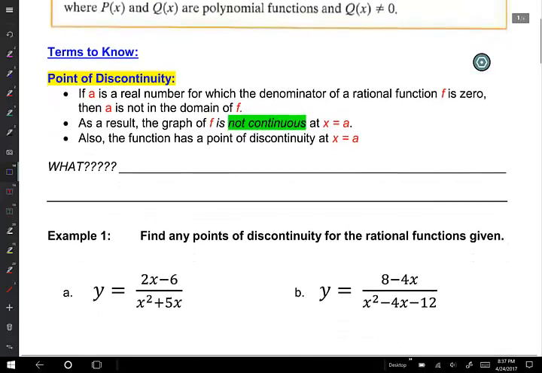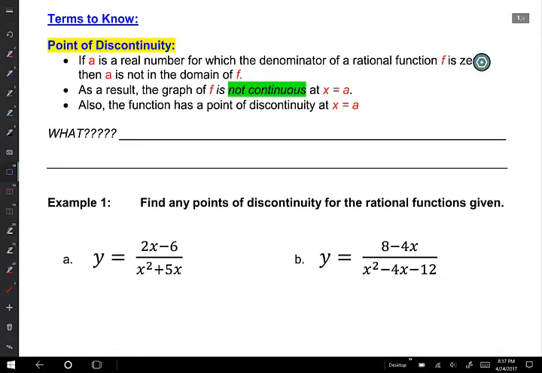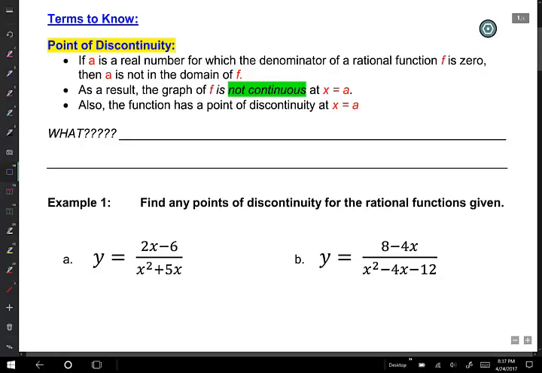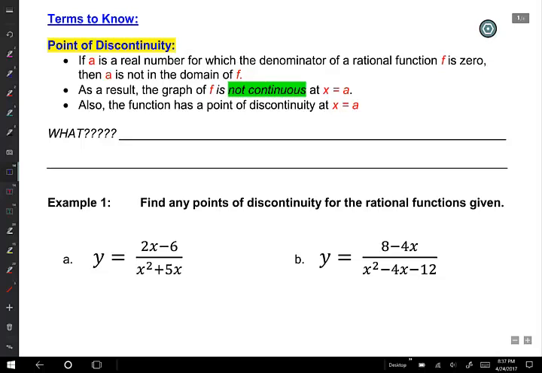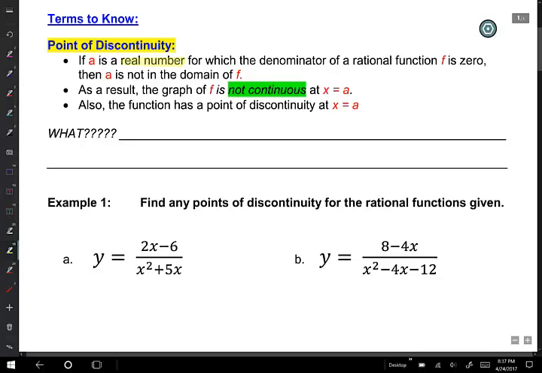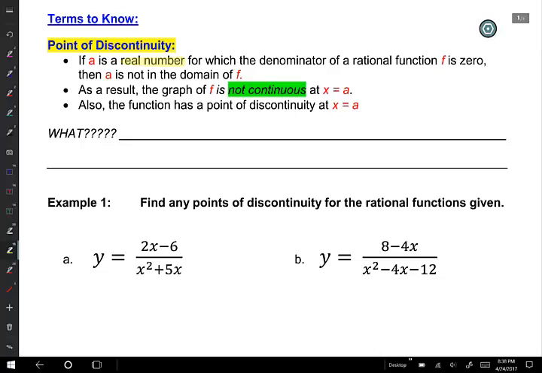So, functions and terms to know for today. We're going to focus on the idea of what a point of discontinuity is. A point of discontinuity is just what we've written here. a is a real number, and we're going to highlight the words real number because that is going to be key later, for which the denominator of a rational function f is 0. And then a is not in the domain of f. In other words, a cannot be an input of f. As a result, we call this function f not continuous at x equals a. Therefore, the function has a point of discontinuity at x equals a.